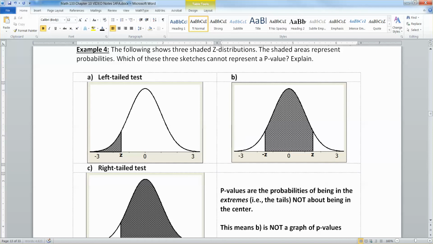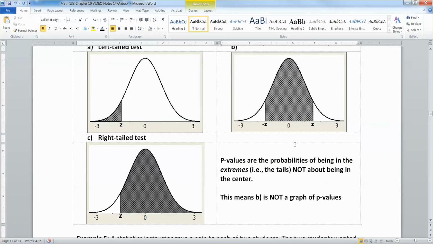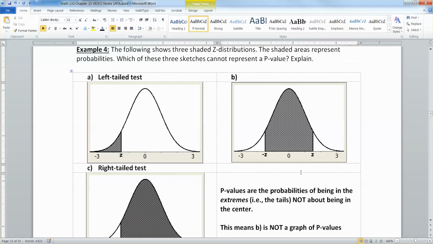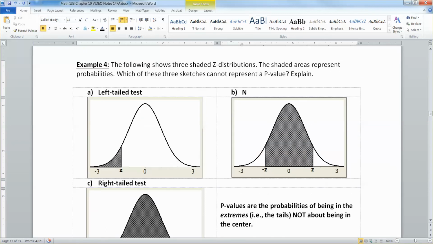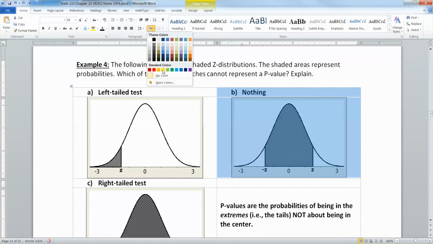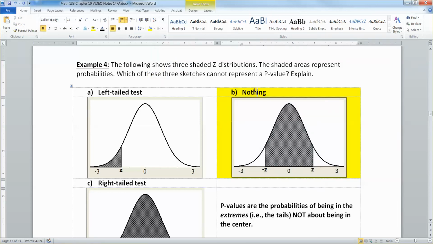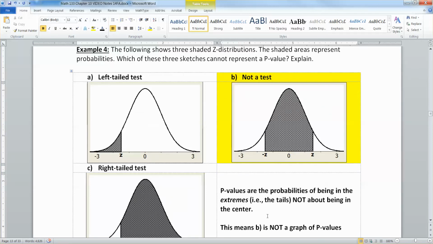It's almost actually the opposite of a two-tailed test. The two-tailed test would have the white parts shaded dark, and then that dark part in the middle left alone, left white. Okay, so this one is nothing. Or not a test, let me put it that way. So letter B is the one that isn't any good.